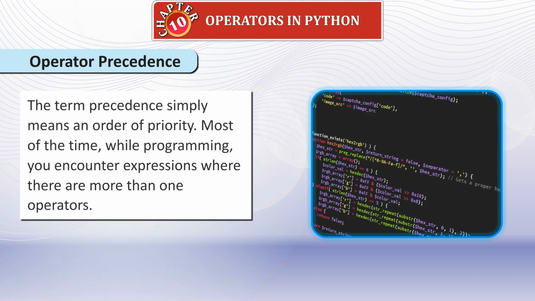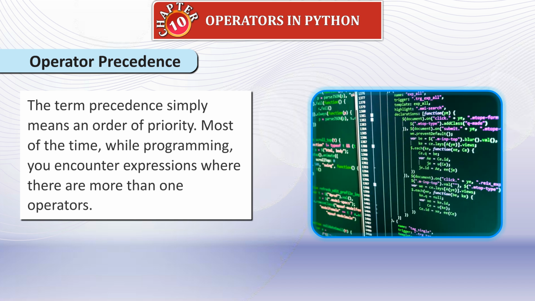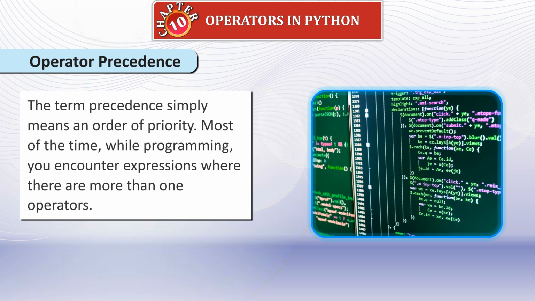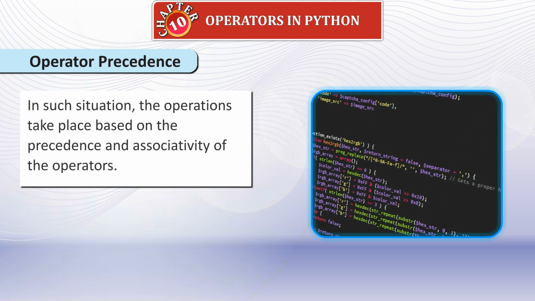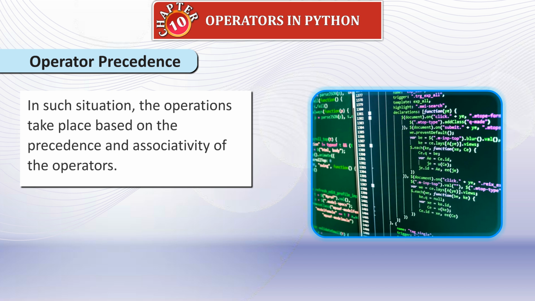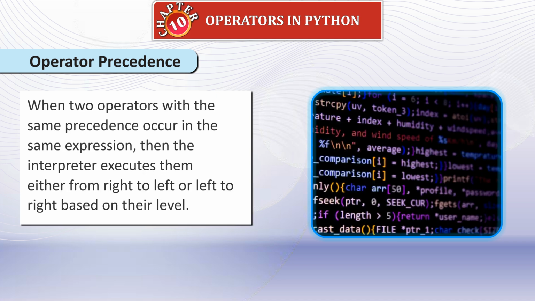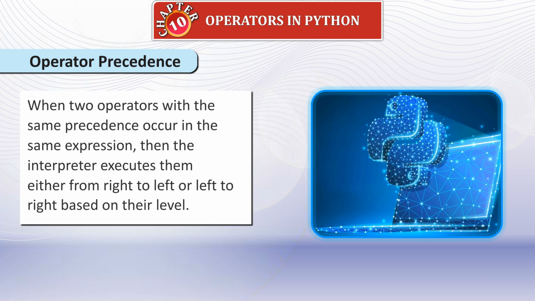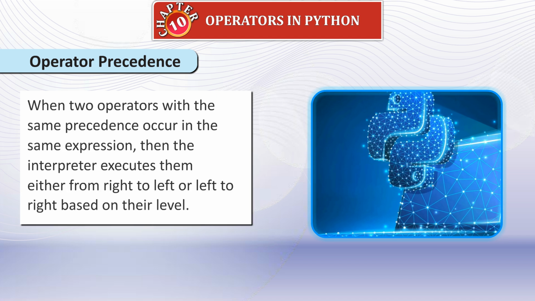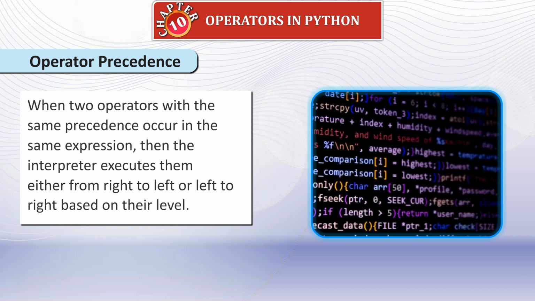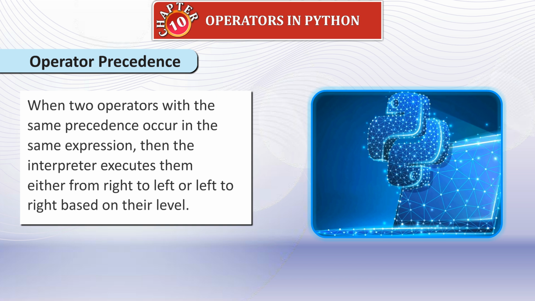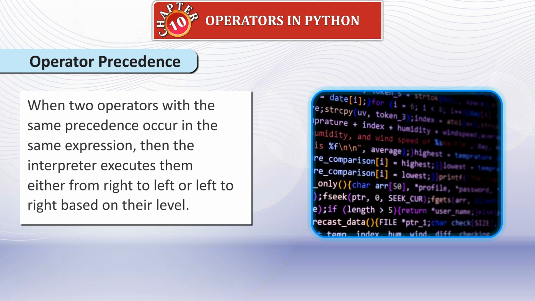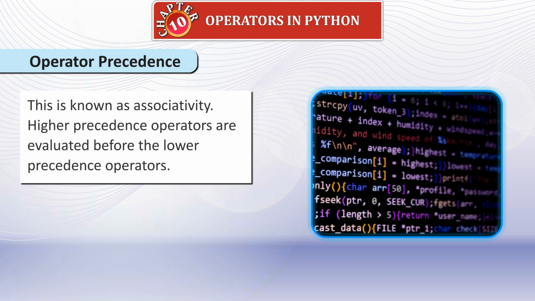Most of the time, while programming, you encounter expressions where there is more than one operator. In such situations, the operations take place based on the precedence and associativity of the operators. When two operators with the same precedence occur in the same expression, then the interpreter executes them either from right to left or left to right based on their level. This is known as associativity.